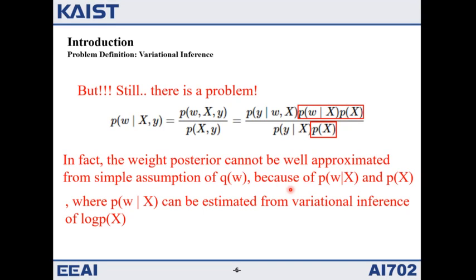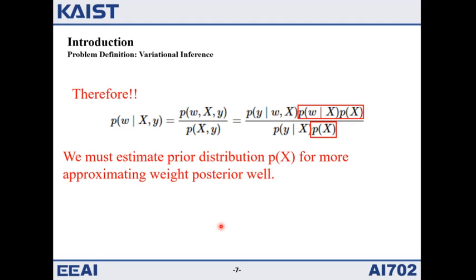But still, there's a problem, as you can see in the red boxes. It is because, in fact, the weight posterior cannot be well approximated from a simple assumption of Q(W), because of p(W given x) and p(x), where p(W given x) can be estimated from variational inference for log p(x). Therefore, we must estimate the prior distribution p(x) for more accurately approximating the weight posterior.